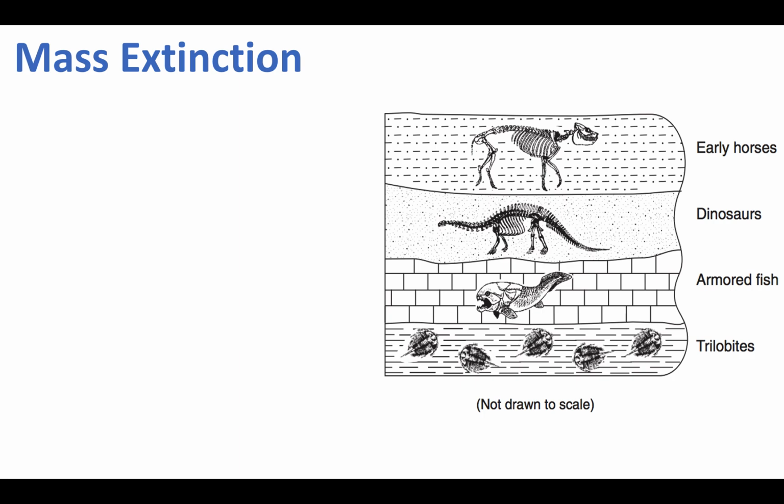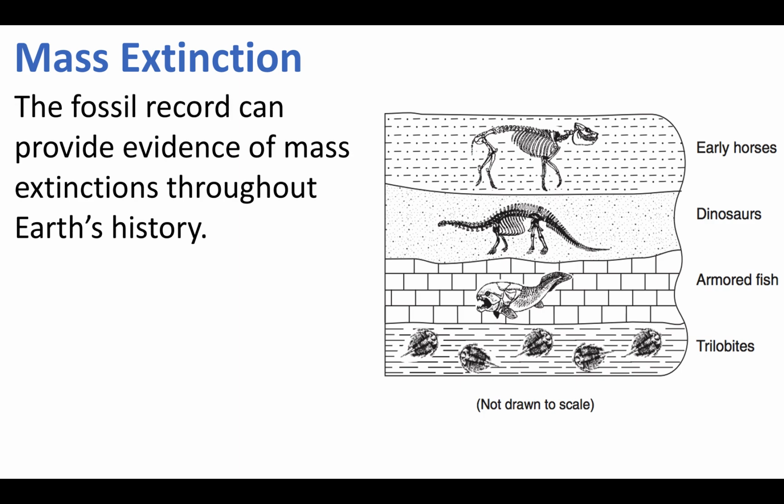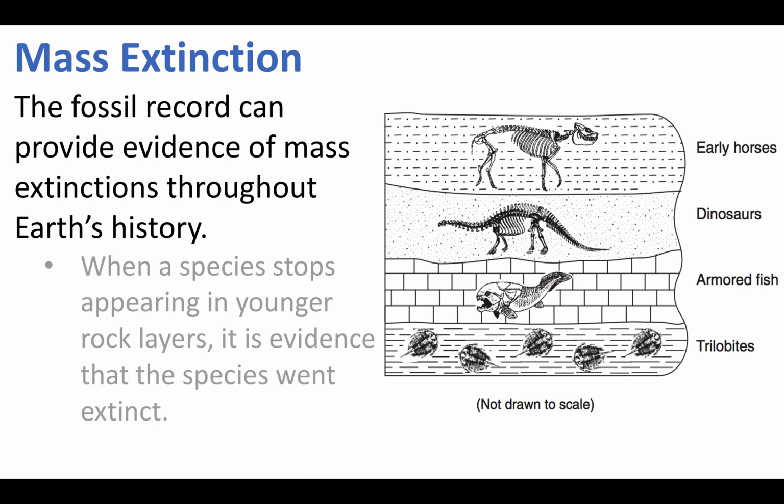So how can we determine that mass extinctions happened millions of years ago when humans weren't around to record it? We look at the fossil record once again. So the fossil record can provide evidence of mass extinction throughout Earth's history. So when a species suddenly stops appearing in the fossil record, you can no longer find a specific fossil in the rock layers. That's clues to scientists that, hey, maybe that species went extinct.